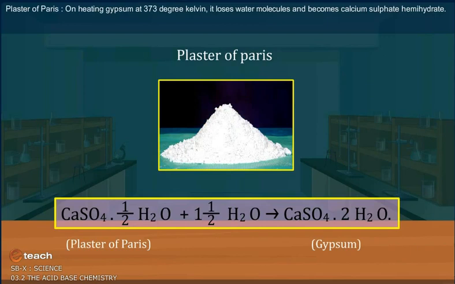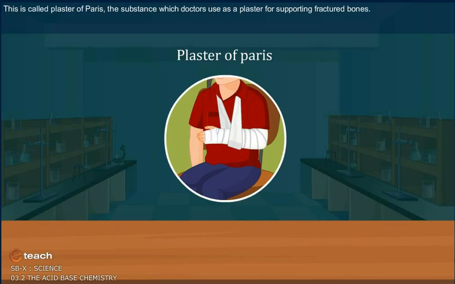Plaster of Paris. On heating gypsum at 373 degree Kelvin, it loses water molecules and becomes calcium sulfate hemihydrate. This is called plaster of Paris, the substance which doctors use as a plaster for supporting fracture bones. Plaster of Paris is a white powder, and on mixing it with water, it changes to gypsum, once again giving a hard solid mass.